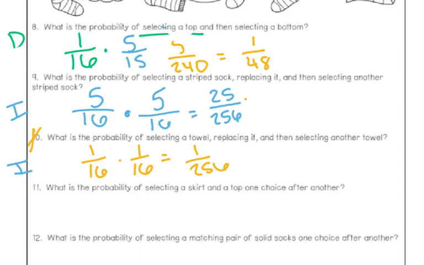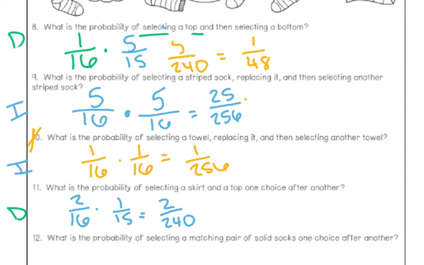It says, what is the probability of selecting a skirt and a top, one choice after another? Go ahead and try this on your own. Is this an independent or a dependent event? Since this one doesn't say anything about putting the item back, this is a dependent event. We're going to take the top out, keep it, and then we're going to take a skirt out. Vice versa, probability A is a skirt and probability B is the top.